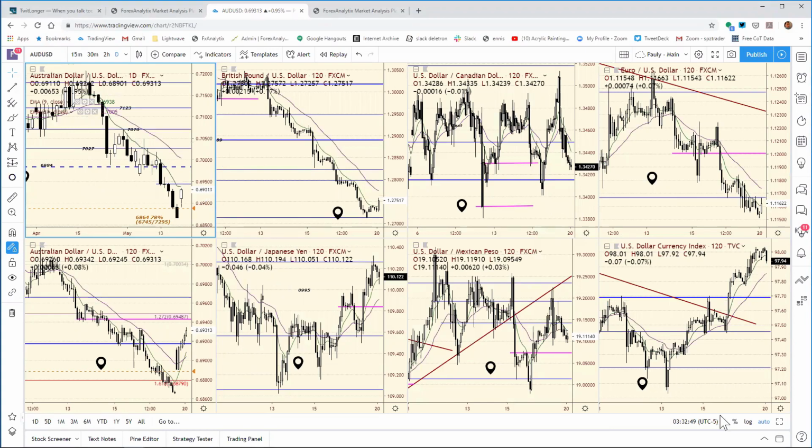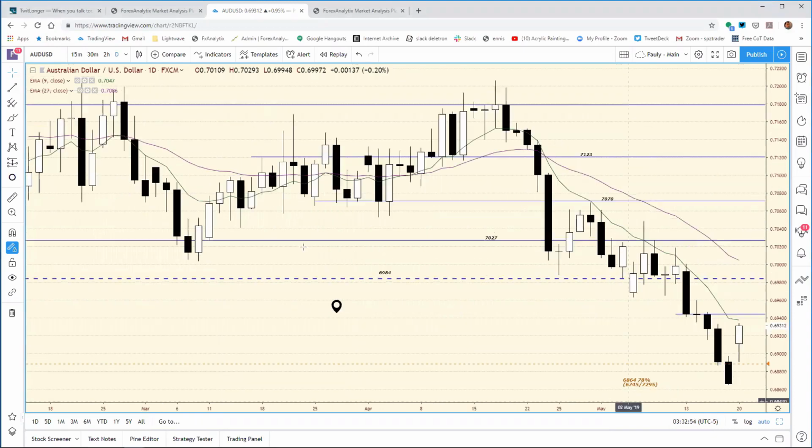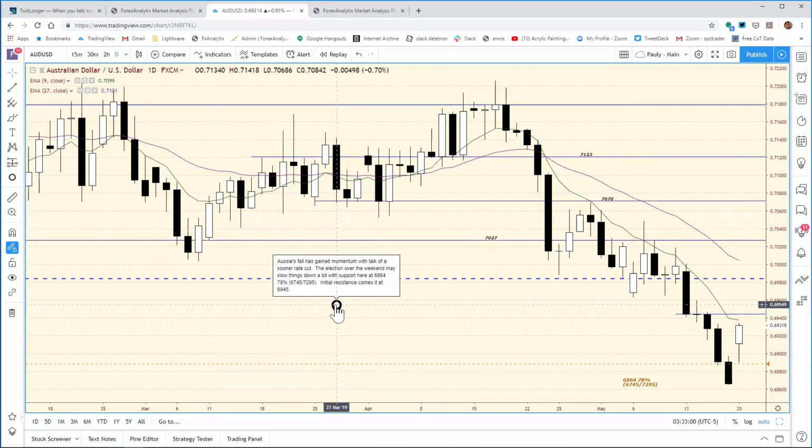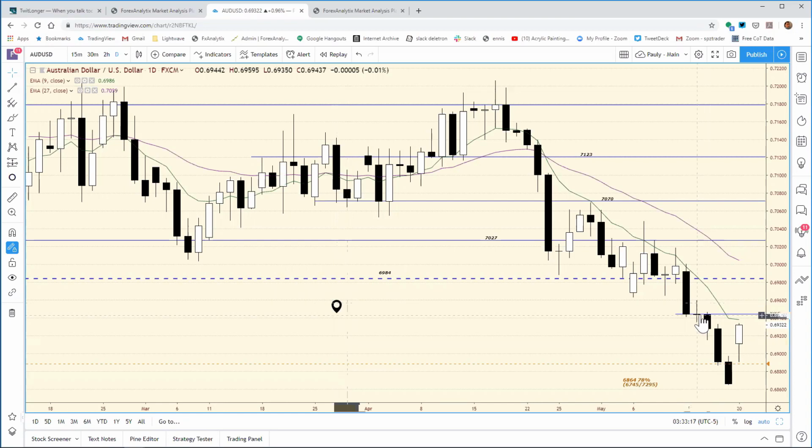Obviously, the big mover has been the Australian dollar with the surprise elections. It says Aussie's fall has gained momentum with the talk of a sooner rate cut. The election over the weekend may slow things down a bit, because remember, this is before we had the election. Support here at 68.64, which is 78%. Initial resistance comes in at 69.45, and there's a resistance right there at 69.45. So we'll go with that for right now, although we've had a pretty stellar run up in here, but 69.45 is resistance.